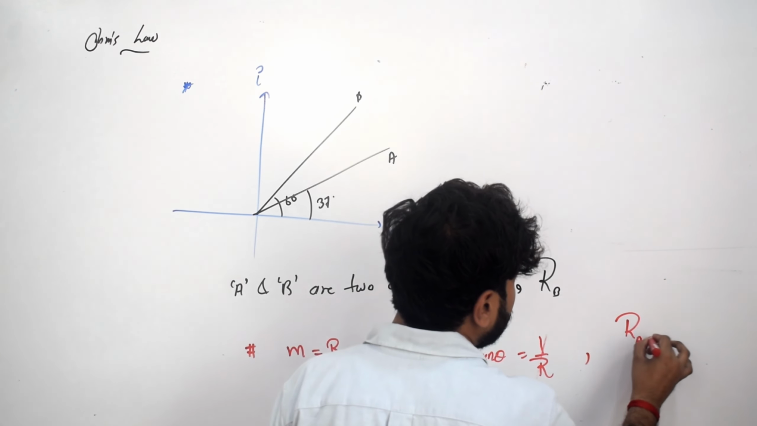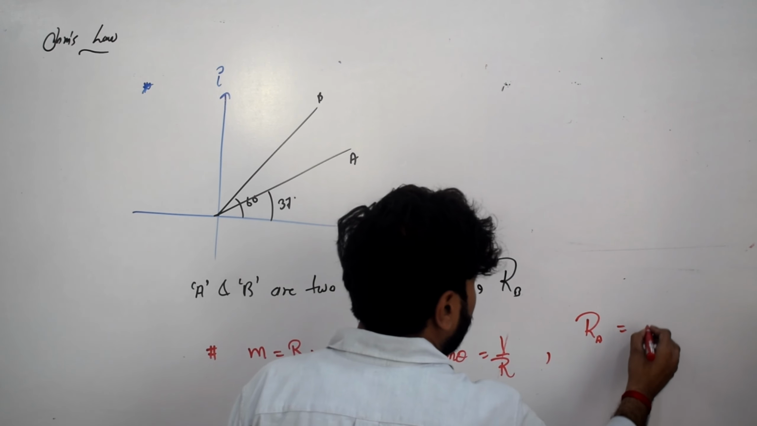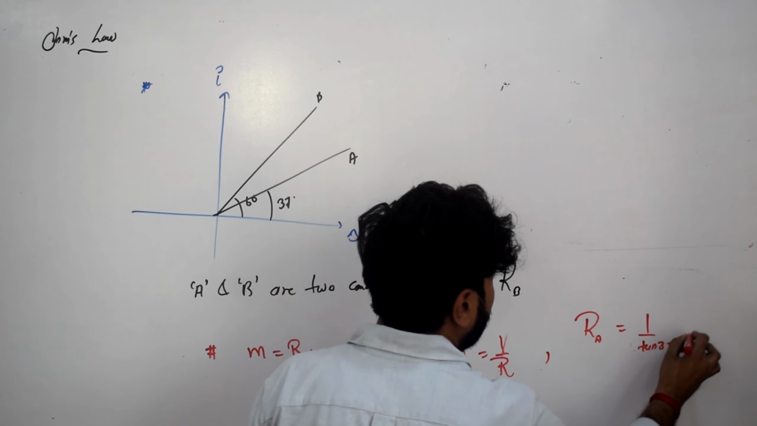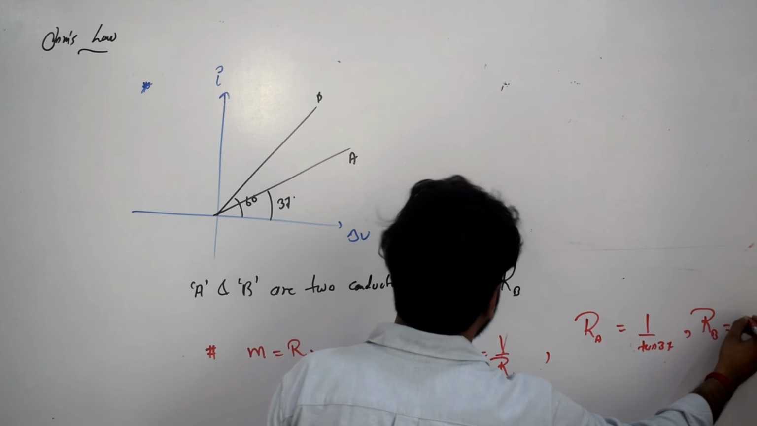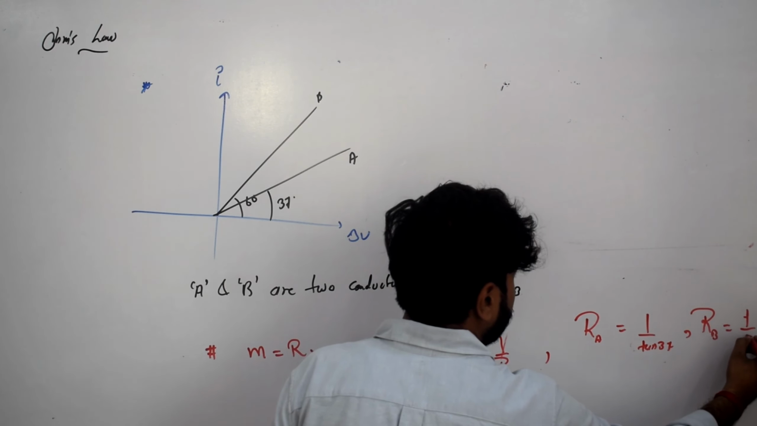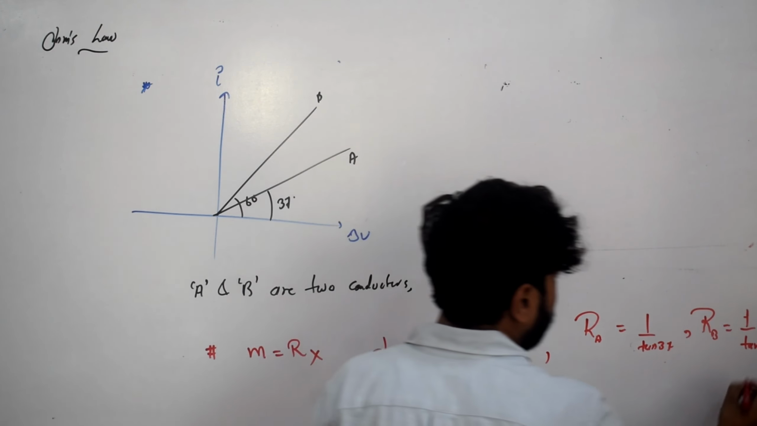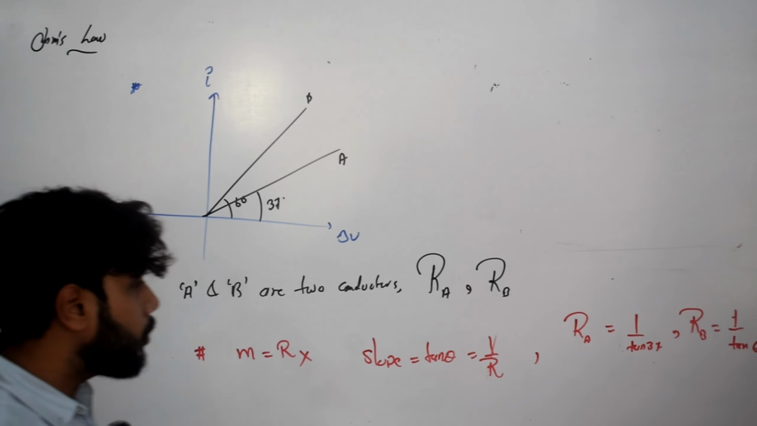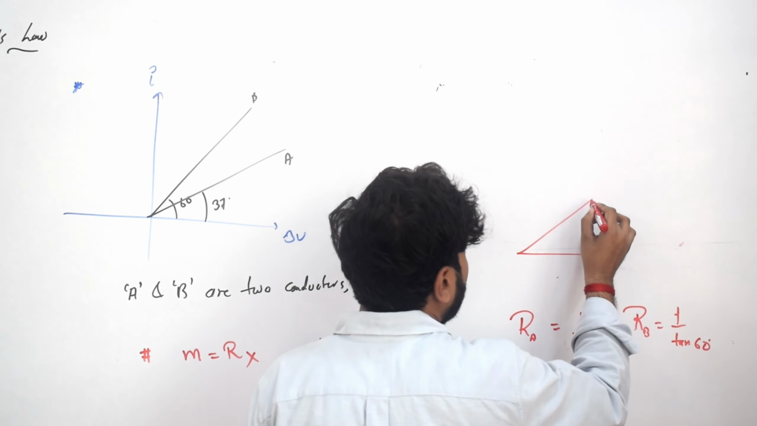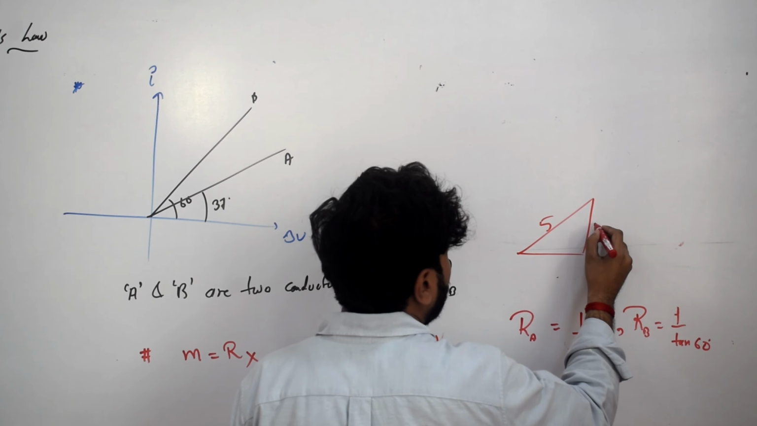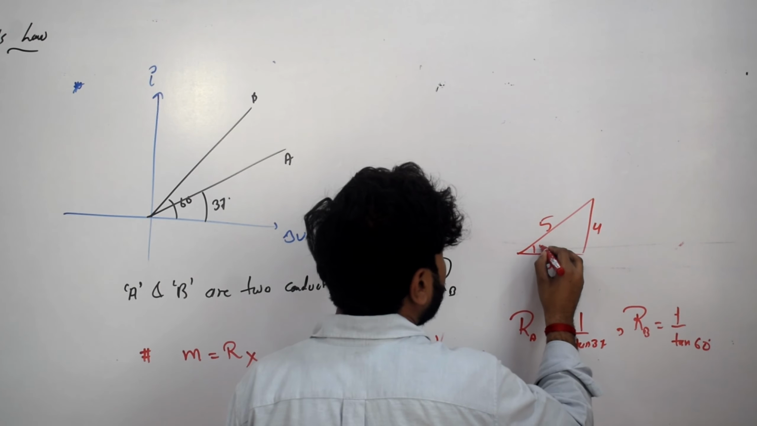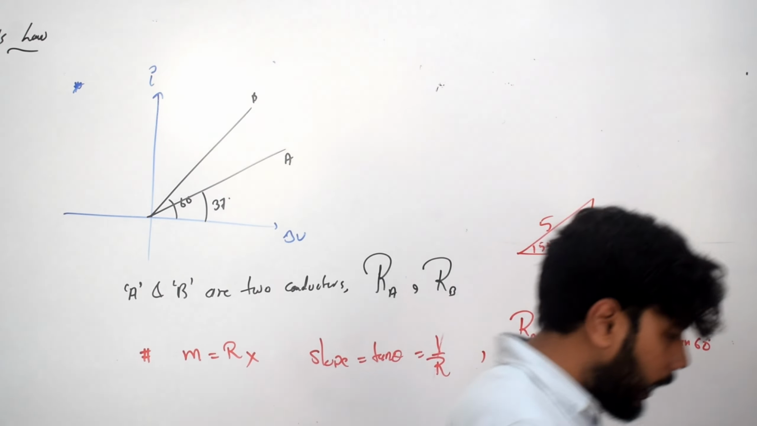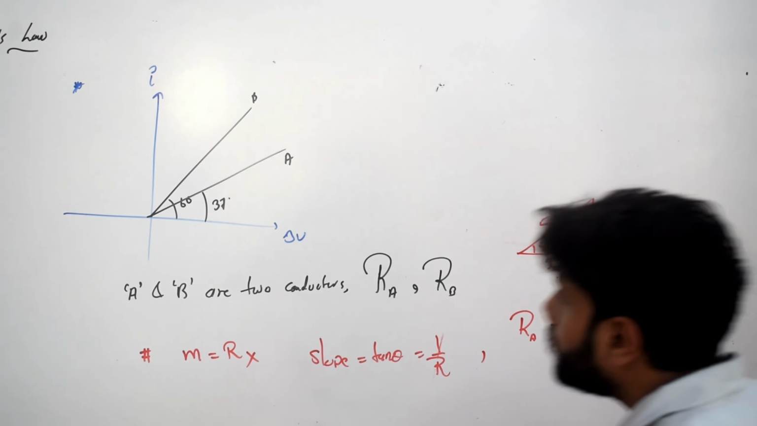That means the resistance of A will be 1 by tan 37, and the resistance of B will be 1 by tan 60. Right? You should know what tan 37 is, and tan 60 you should know. This is a very special triangle, you should know: 5, 4, 3, with 53 degrees and 37 degrees. You can remember the values easily, and tan 60 you all know the value. Got it?